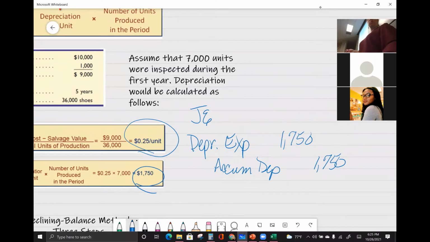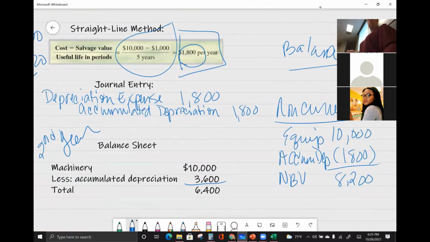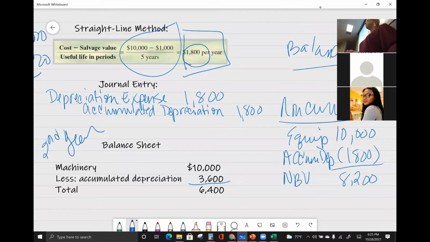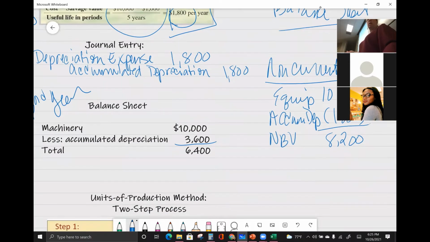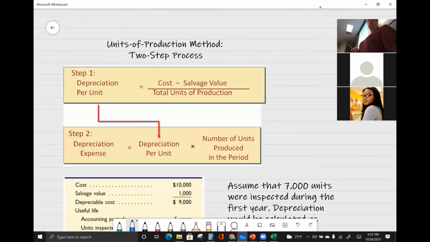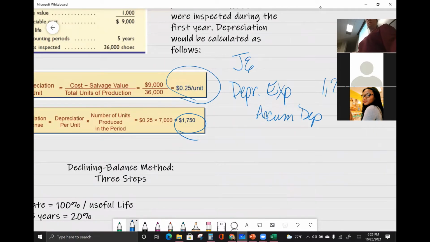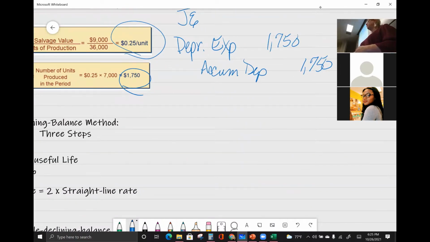So my first year, the same example, 9,000 divided by 5 years gave me the 1,800. So I'm depreciating 1,800 as an expense. Whereas if I did the units of production, it would be a little bit different. I'm producing 7,000 this year, so now my entry is going to be 1,750. So it depends on the method you use on how you determine the amount. The journal entry stays the same.